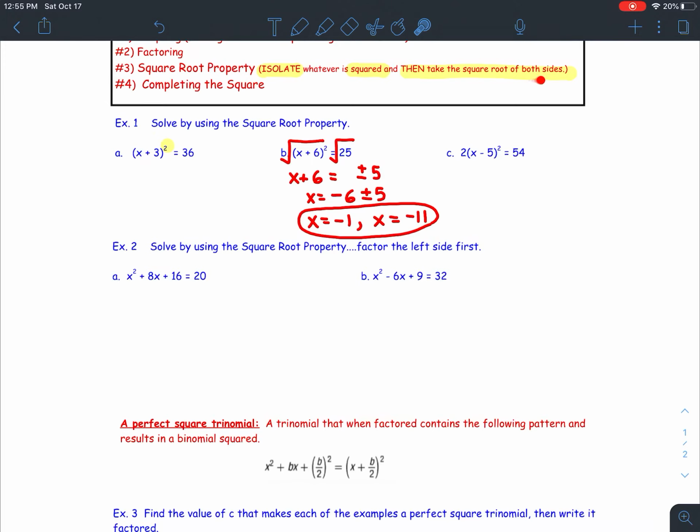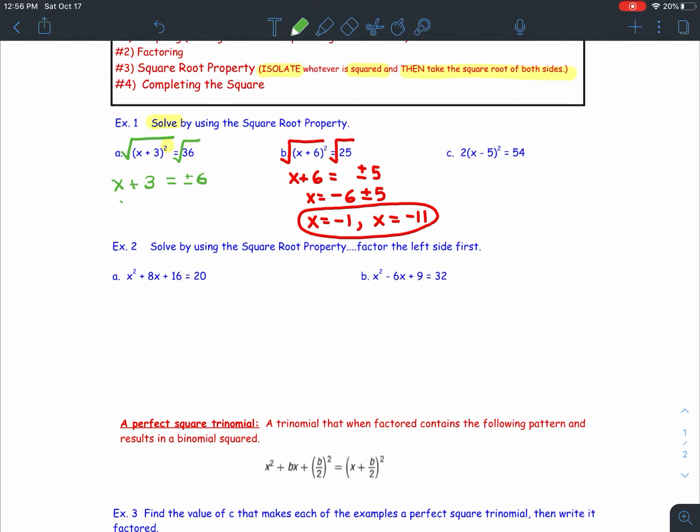Okay, once I've made sure that that is isolated, I am then going to take the square root of both sides. So I would take the square root of this side and the square root of that side. Now, the way it works when you take the square root of something is it should cancel out that exponent. So if I'm taking the square root of x plus 3 squared, I should just be left with x plus 3. Now, when you take the square root of 36, technically the answer is not just 6, but positive 6 as well as negative 6. So you're going to put a little plus or minus symbol in front of the 6.